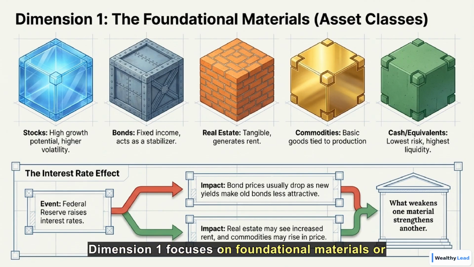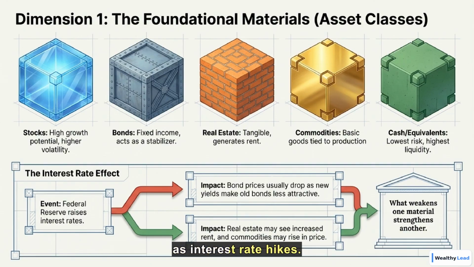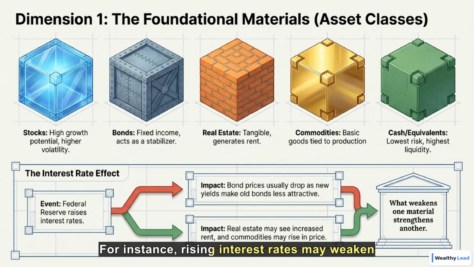Dimension 1 focuses on foundational materials or asset classes: stocks, bonds, real estate, commodities, and cash. These respond differently to market events, such as interest rate hikes. For instance, rising interest rates may weaken bonds, but strengthen real estate and commodities.